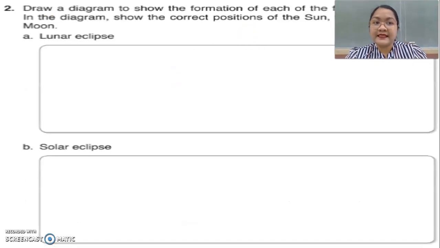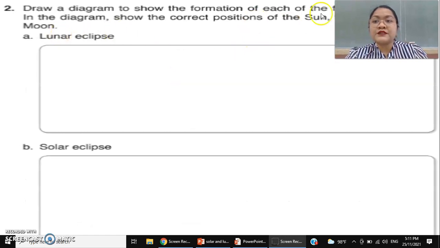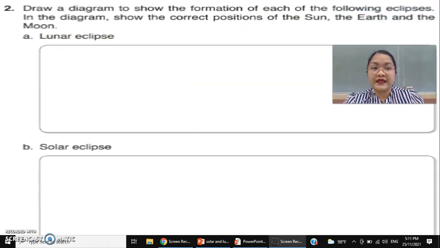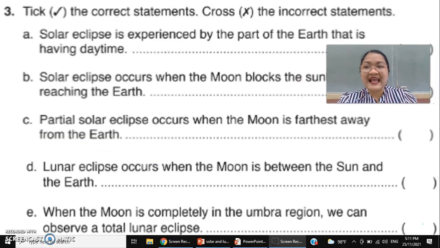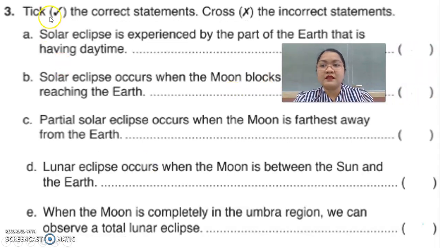Okay. Next, number 2. Draw a diagram to show the formation of each of the following eclipses. You're going to show the position of the sun, the earth, and the moon. Letter A, draw a diagram of the lunar eclipse, and letter B, draw a diagram of the solar eclipse. And last, number 3, you're going to write tick if the statements are correct and cross if the statements are incorrect.